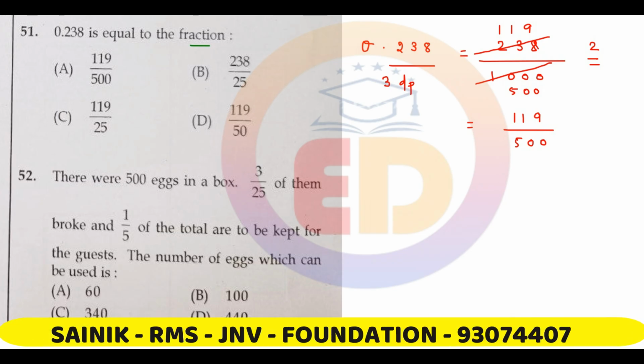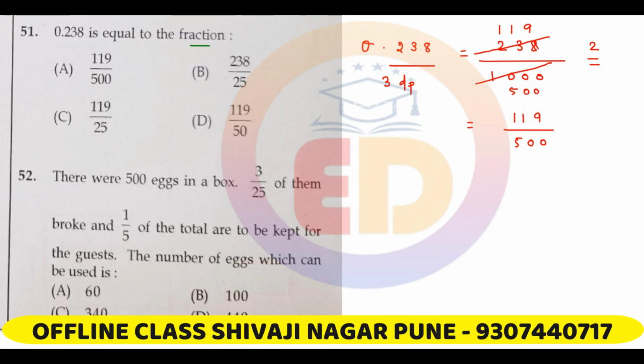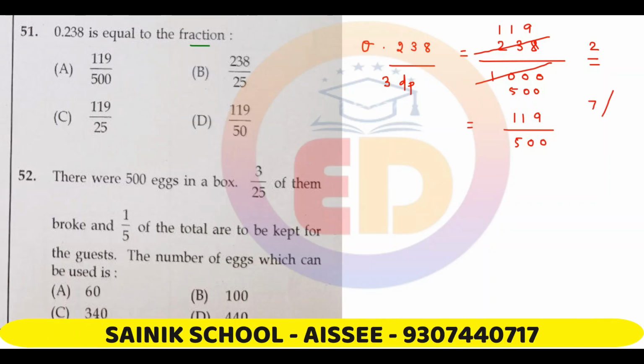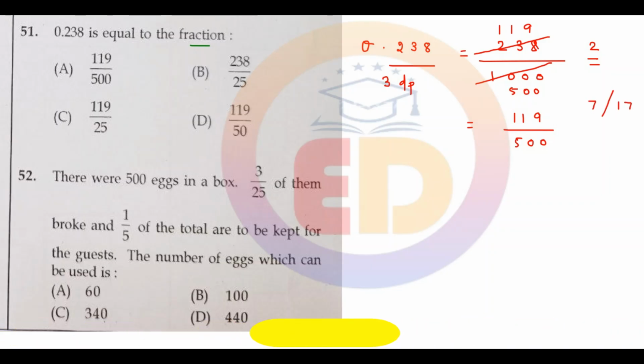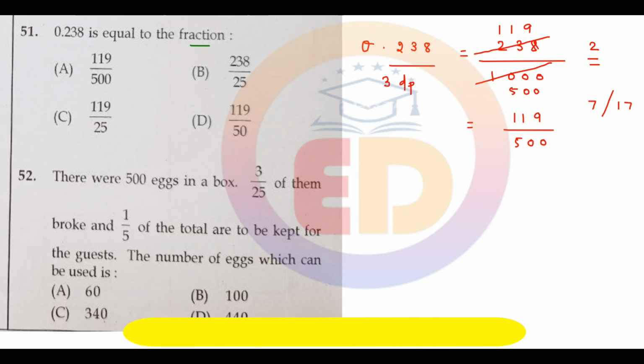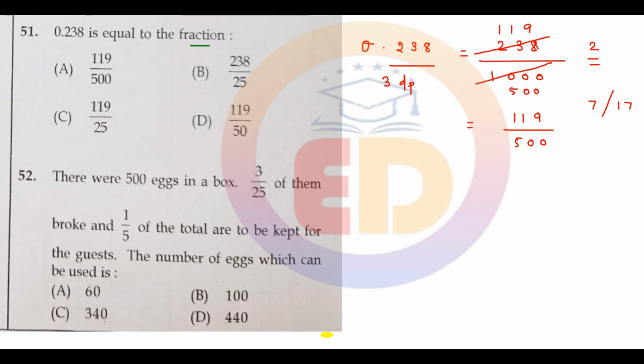119 and 500, we cannot convert them further into any lowest term, because 119 is divisible by 7 and 17, as 17 sevens are 119, and 500 is divisible by none of these numbers. So this is our final answer, option number A.